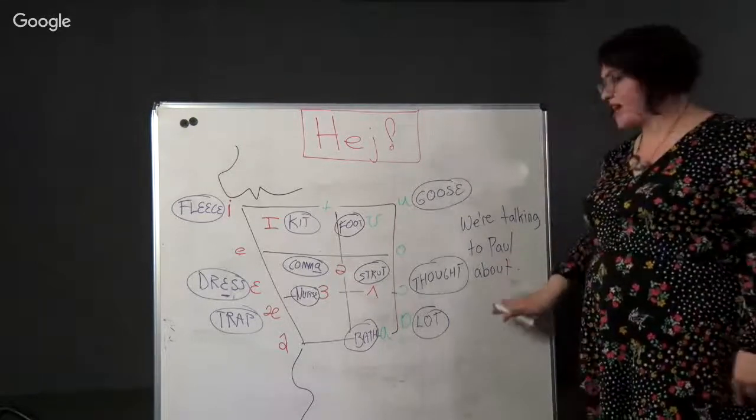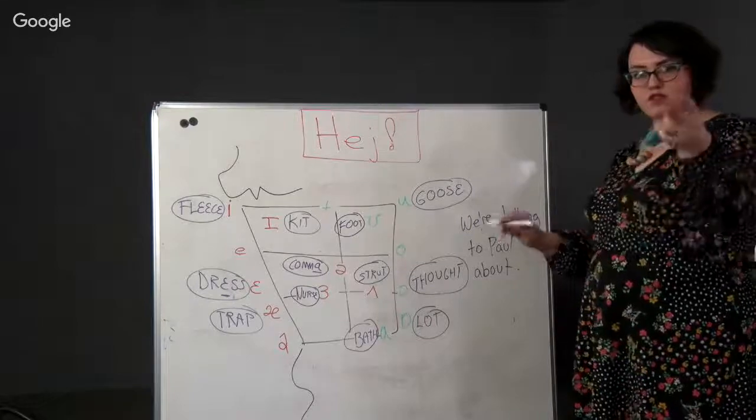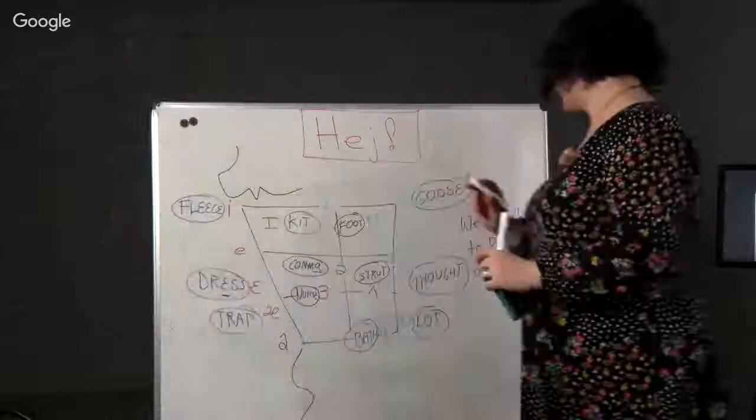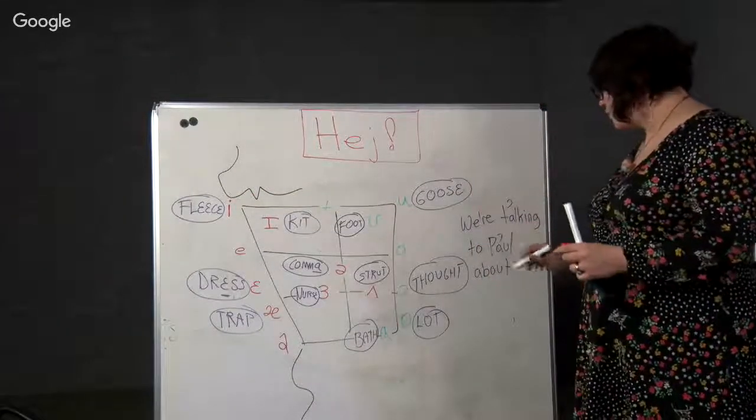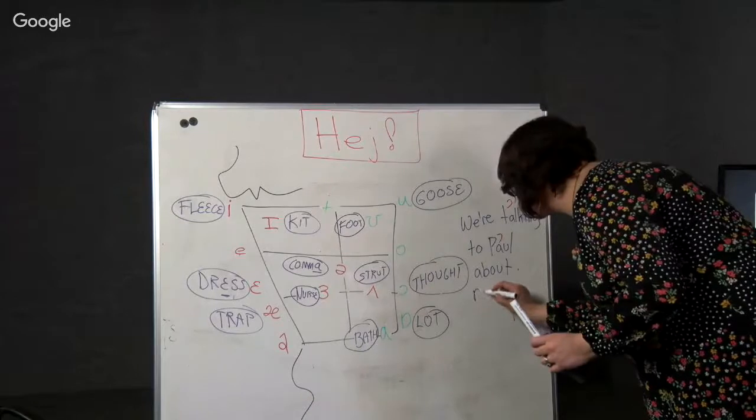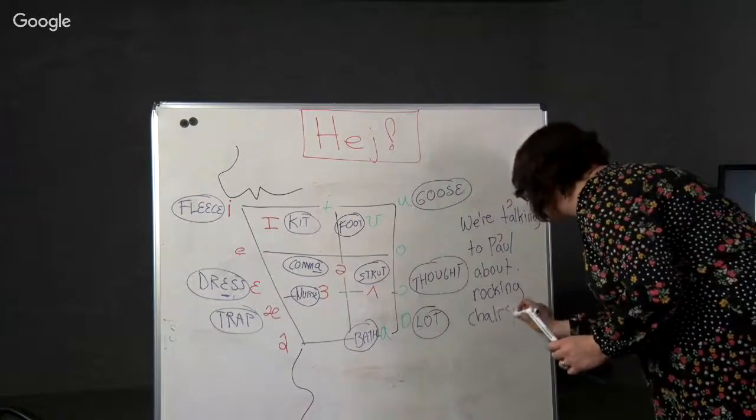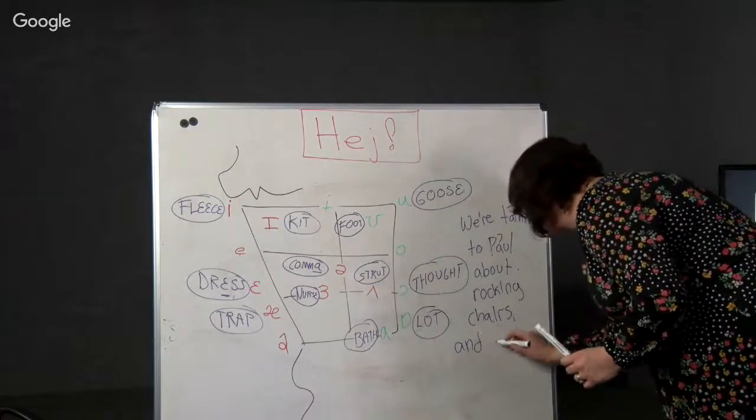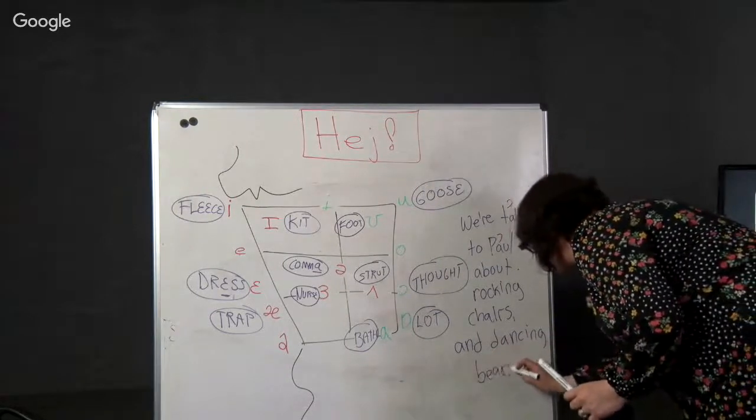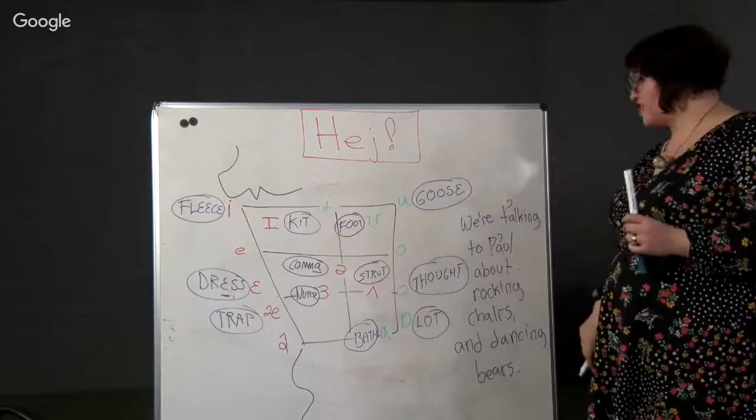I'll leave that open because I'm going to add in some lot sounds in a second, but let's practice this first. We're talking to Paul. Try it. Okay, sorry for going in front of that. We're talking to Paul about... I don't know where I'm coming up with these phrases, but that's what I've done. So we're talking to Paul about rocking chairs and dancing bears.